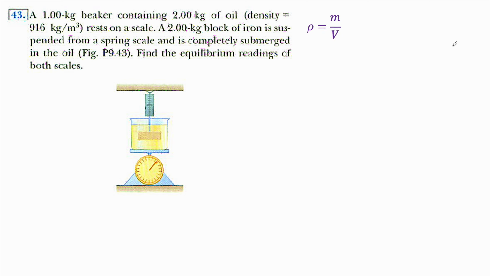To do that, go back to the density equation and just rearrange it to solve for the volume. It's going to be mass over density. In this case, the mass of our block of iron is 2 kilograms. Density of iron from your book or from previous slides is 7,870 kilograms per cubic meter, giving us this volume for our block of iron.